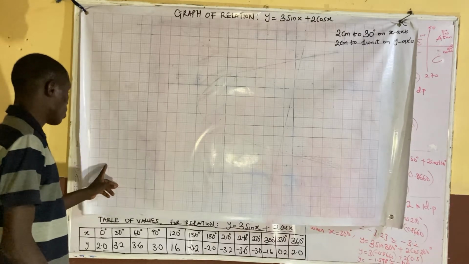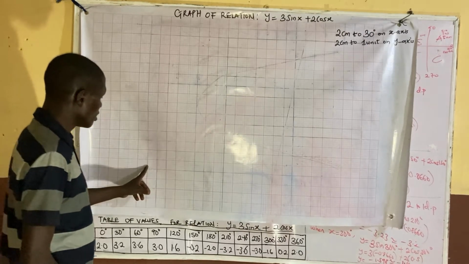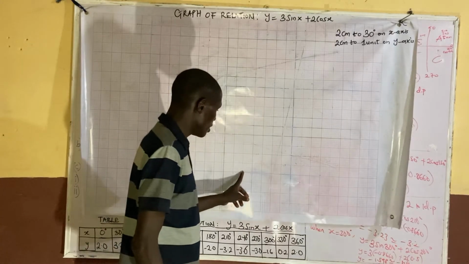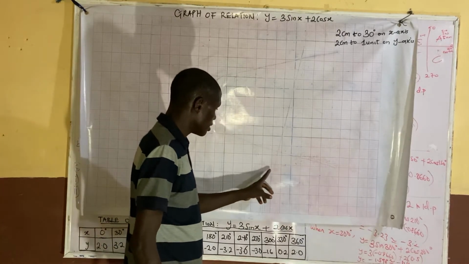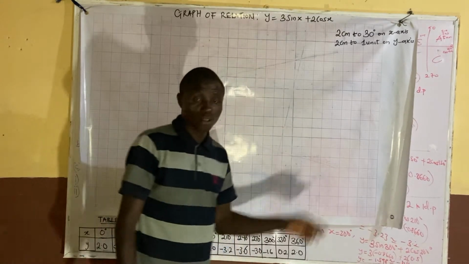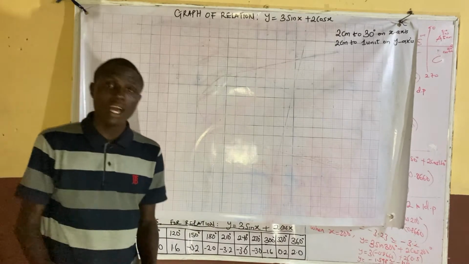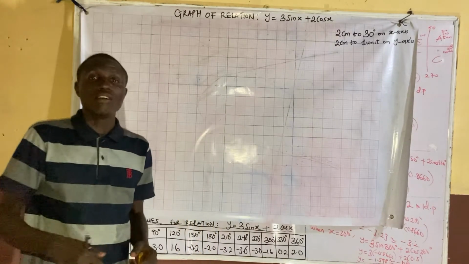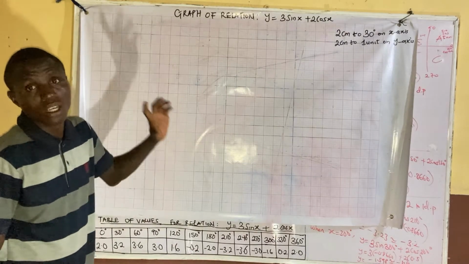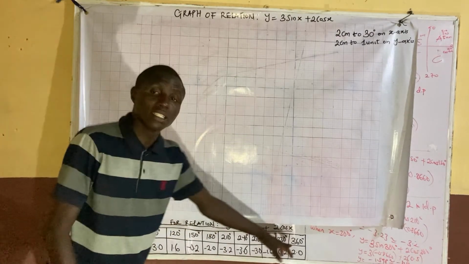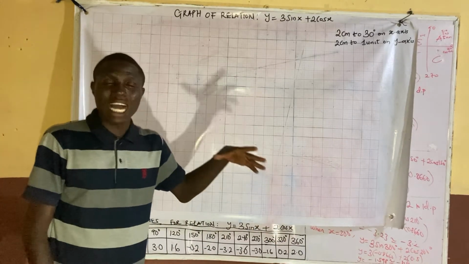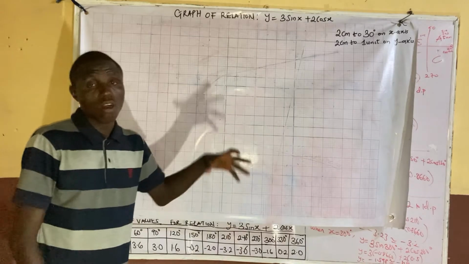Let's count. 1, 2, 3, 4, 5, 6, 7, 8, 9, 10, 11, 12, 13, and so forth. In fact, that's the reason why I have to change the orientation of the graph, in order to have enough 2 centimeter boxes to take this 360 degrees, which is the highest value of our x.